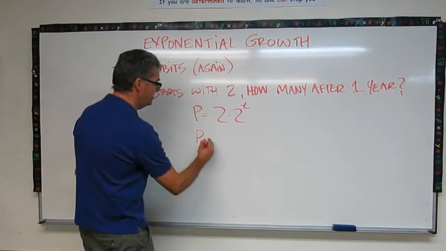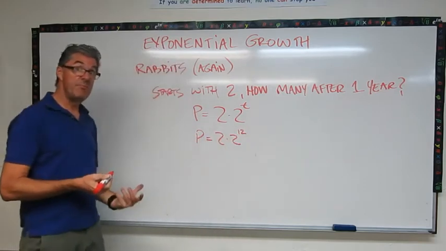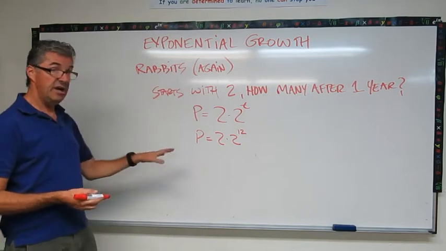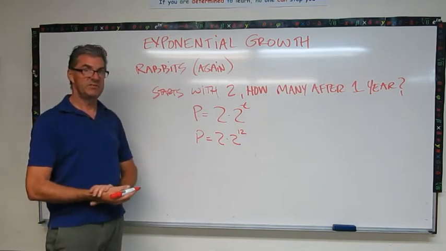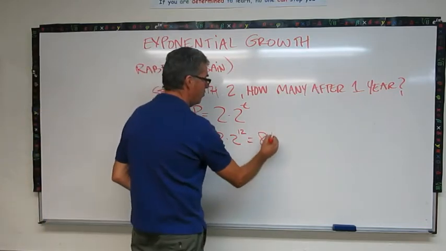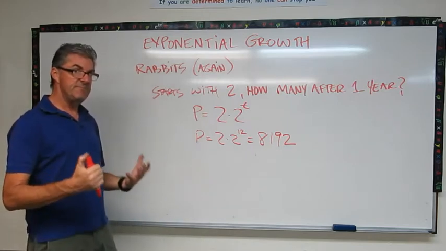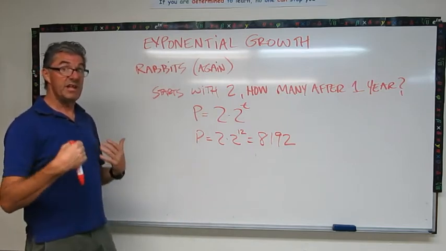That's going to be population equals 2 times 2 to the 12. Remember, t was months. Okay? So now get out your calculator and see if you can do this math. Okay, so if you got 8,192 rabbits, you're correct. Now this is what they mean when they say breeds like rabbits.